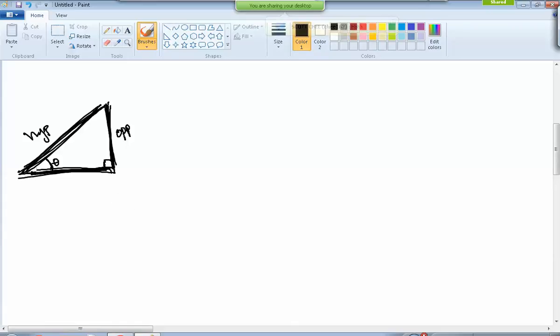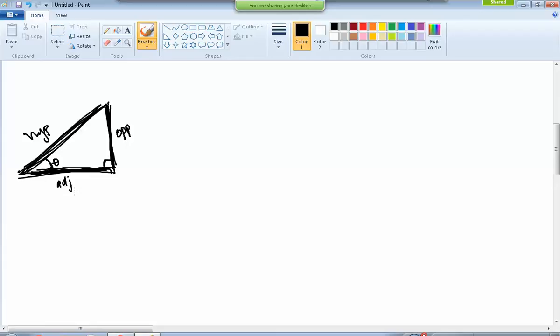this side over here, what does the word adjacent mean? It's adjacent to the angle, right next to it. What adjacent means is next to. So there are two sides that are next to the angle. But one of those sides that is next to that angle is called the hypotenuse. So the other side is called the adjacent side. Does that make sense to you?